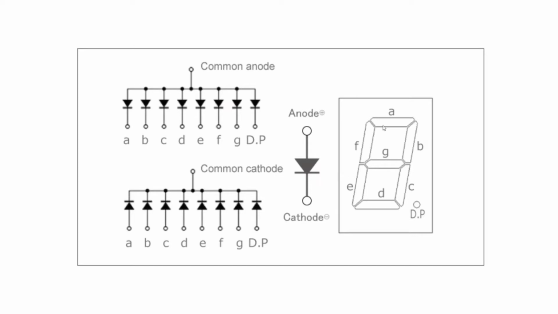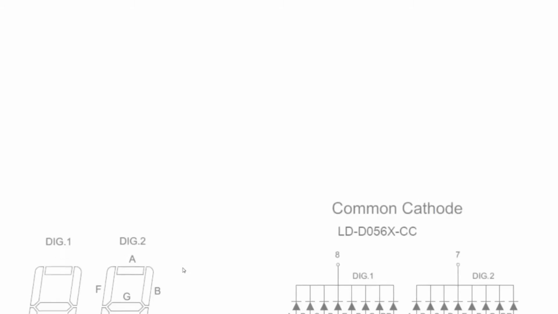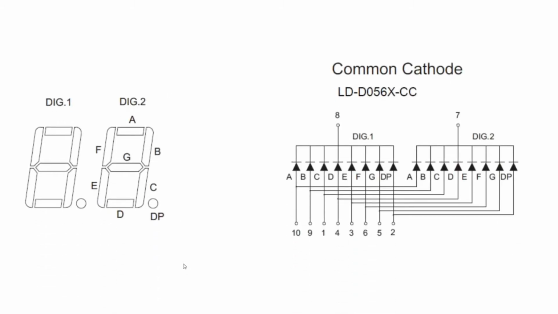The 7-segment display always has this A to G display form: A, B, C, D, E, F, and G in the middle, and a dot point or a colon, depending on what type you're going to be using. We're going to be using a common cathode type.